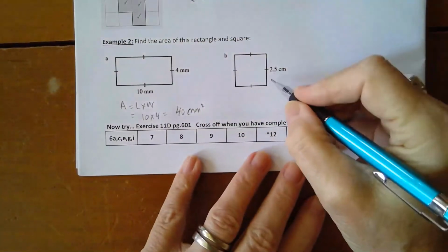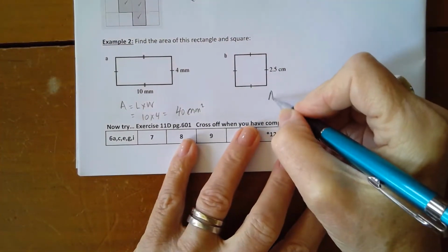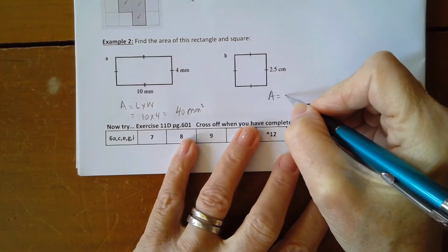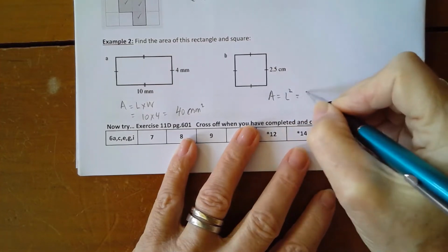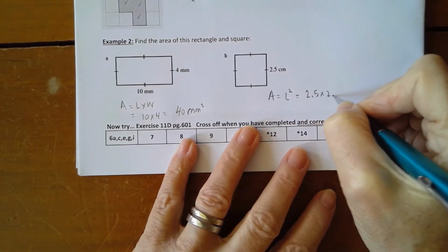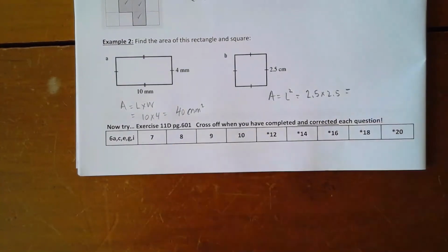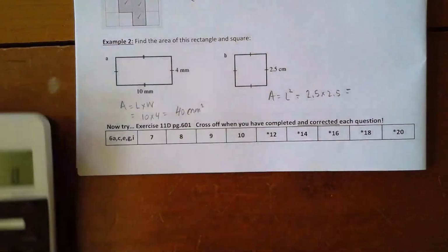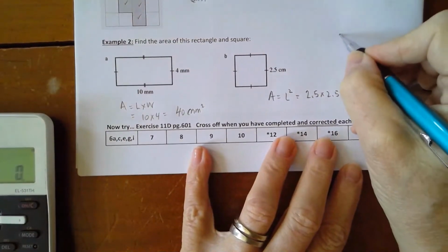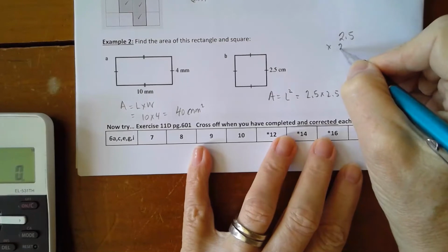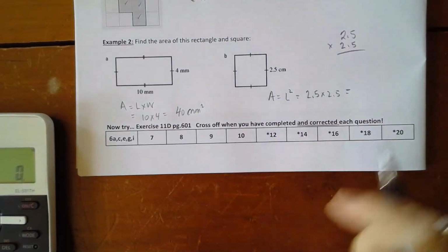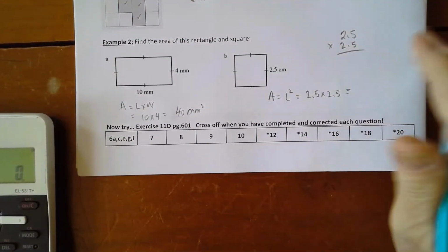This is a square, so its area is side squared, or the length of the side squared. So it's 2.5 times 2.5. Maybe we don't know how to do that by hand. I know how to do it by hand, and I'm going to show you in a minute. So 2.5 times 2.5 is exactly like doing 25 times 25. So I'm ignoring the decimal for a minute.